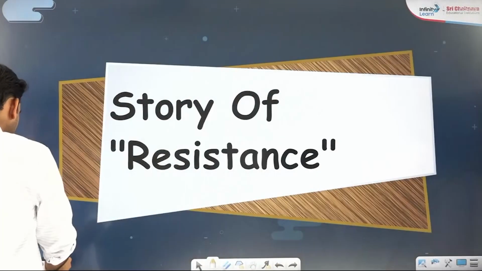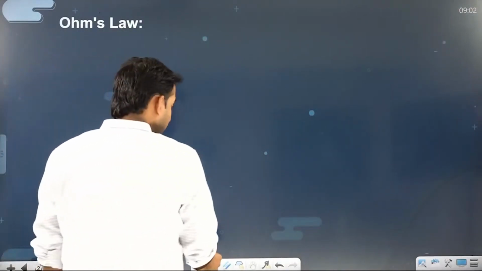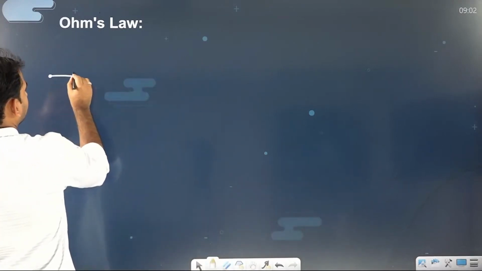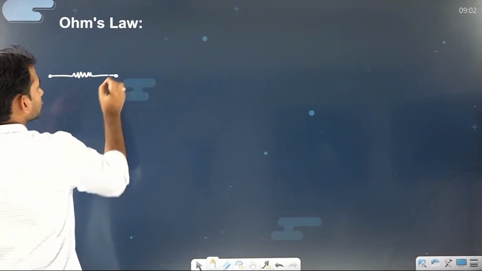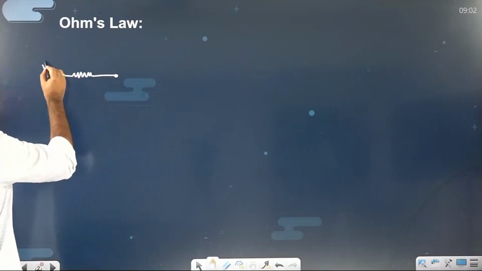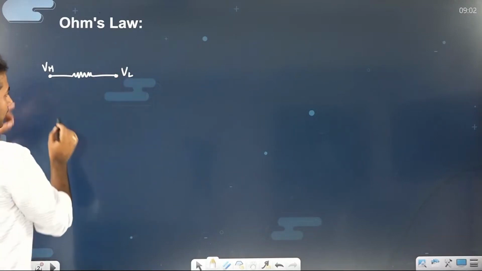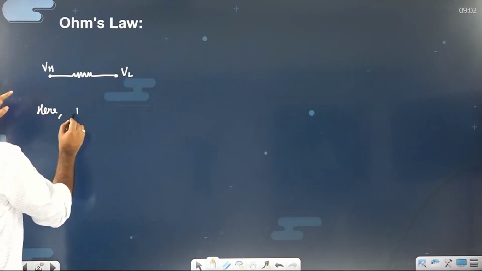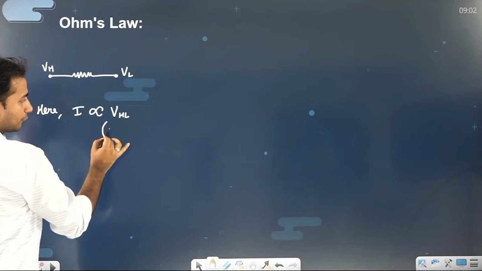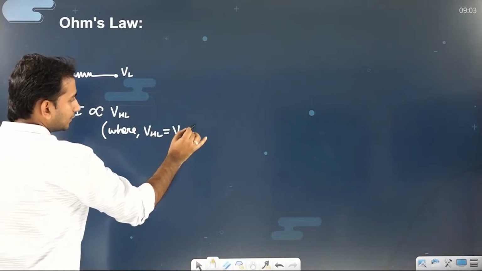Okay. So now we are talking about Ohm's law. What does Ohm's law say? Ohm's law says that if there is a metallic conductor, it is going to offer some sort of opposition to the flow of current. If you maintain a potential difference across it, suppose we have connected one end to the higher potential and another end to the lower potential, then the current flowing through the metallic conductor is directly proportional to the potential difference applied, VHL, where VHL is equal to VH minus VL.